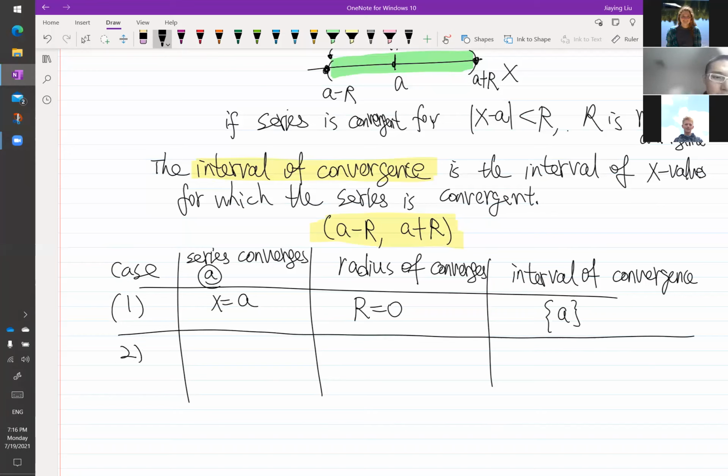The second case says the series is convergent for all x values.